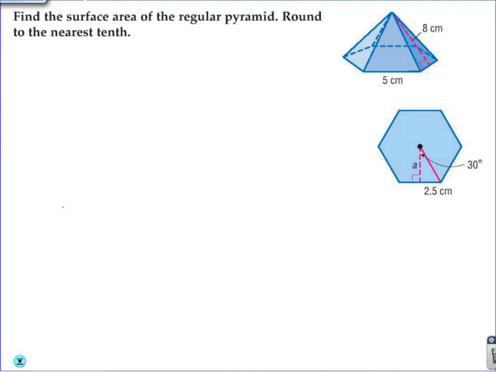So the base is a hexagon. How do you find the area of the hexagon? Yeah, it's a 30, 60, 90, but it's 1/2 apothem times perimeter.